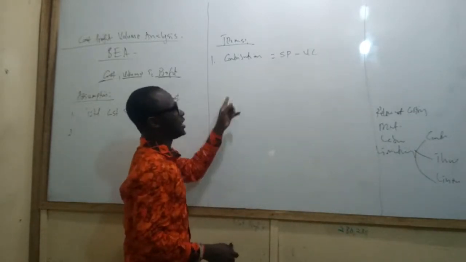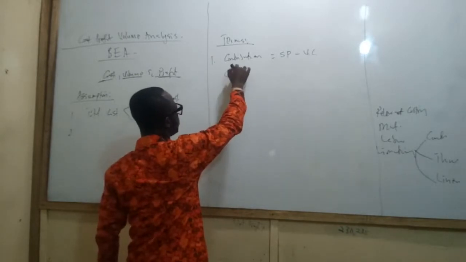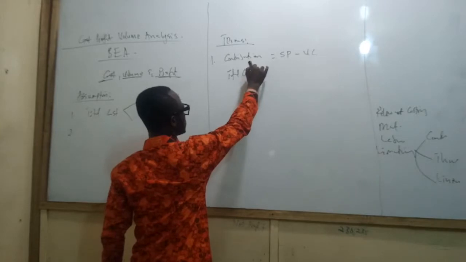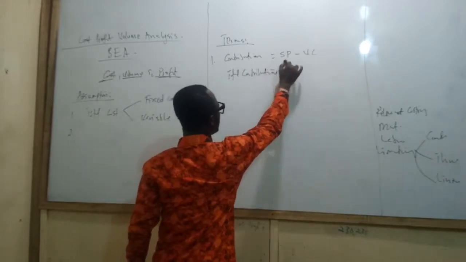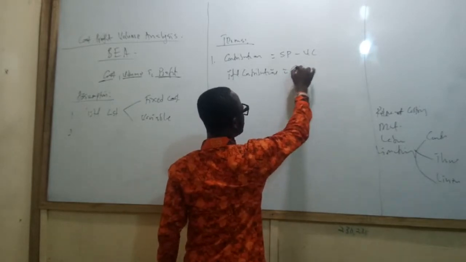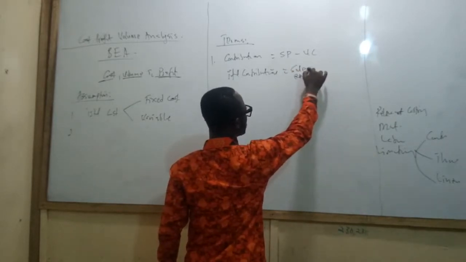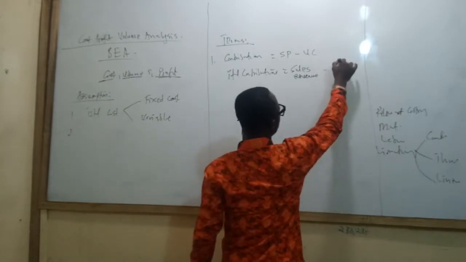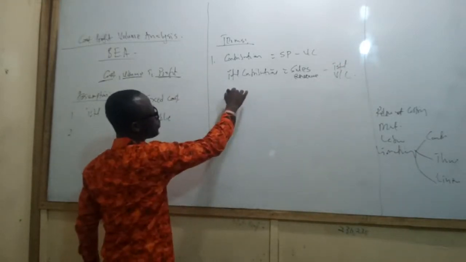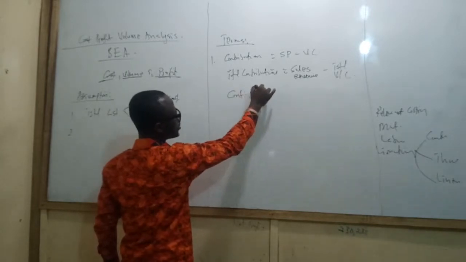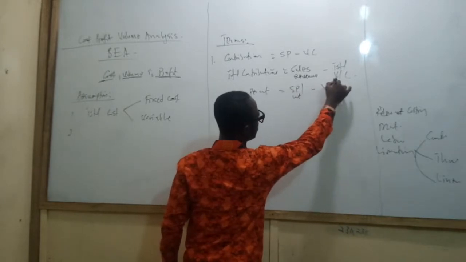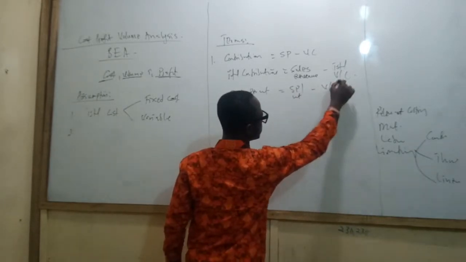So contribution is the difference between your selling price and variable cost. Please note that at this level, we can have total contribution, which is going to be your total sales revenue minus total variable cost. Then we can have contribution per unit, which is selling price per unit minus variable cost per unit.